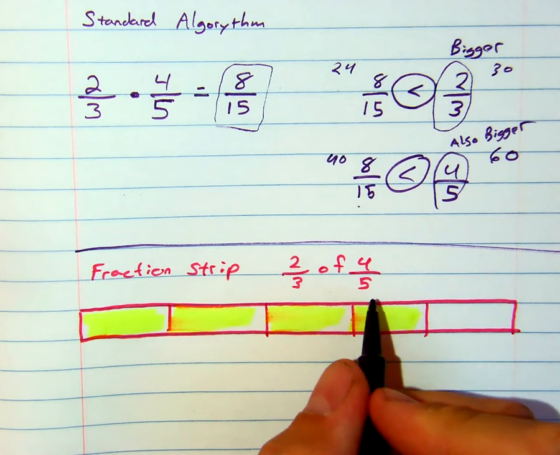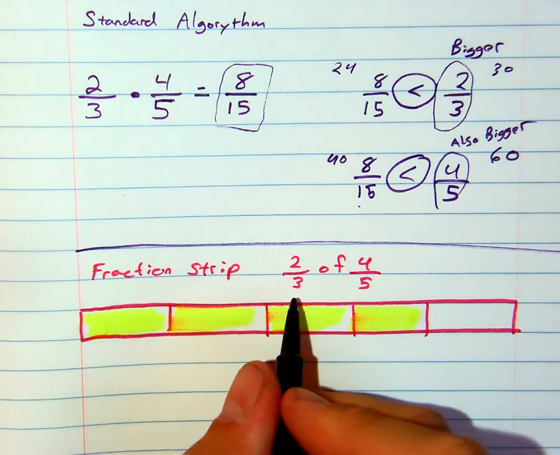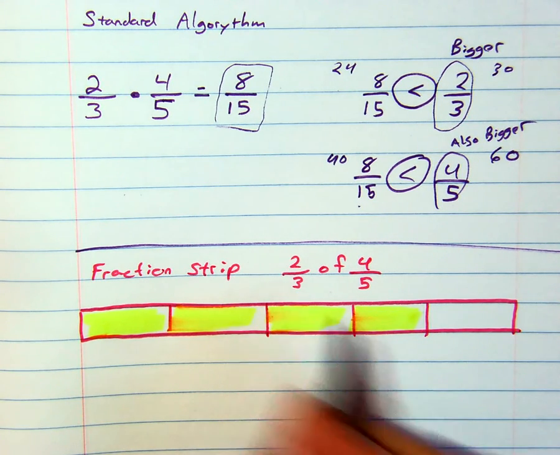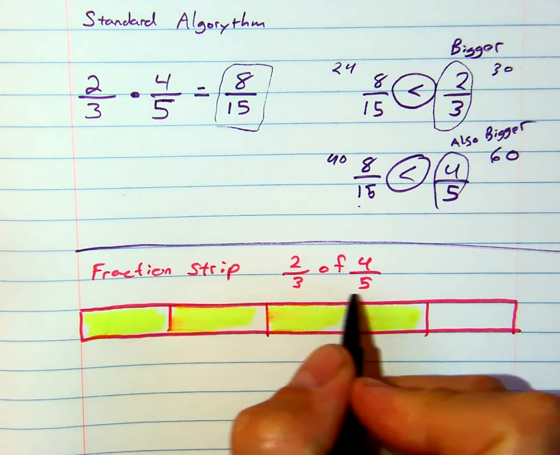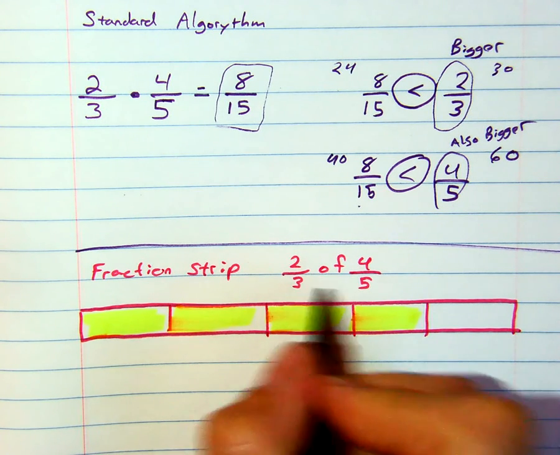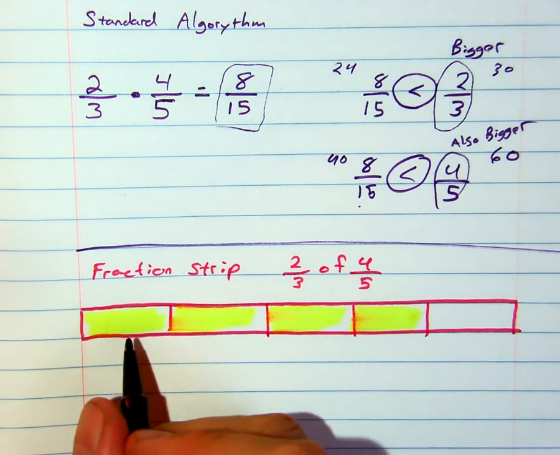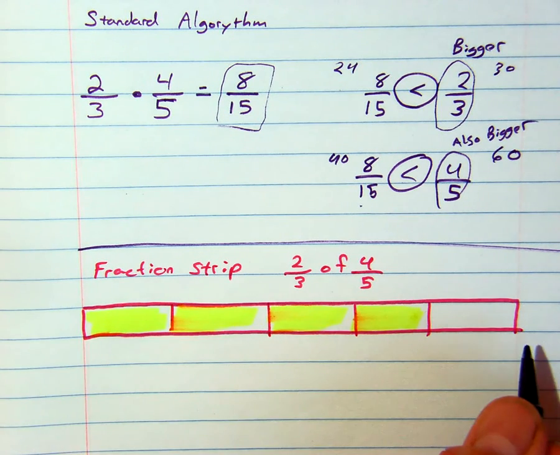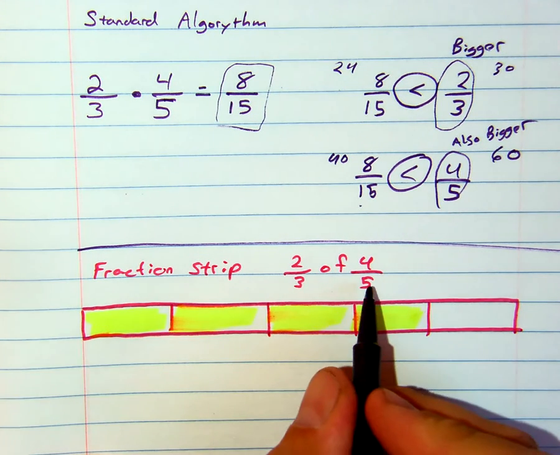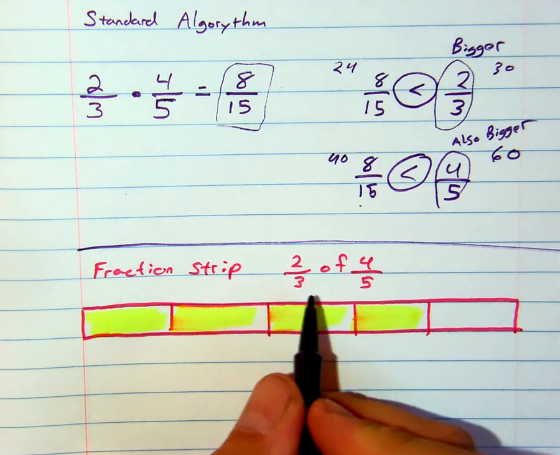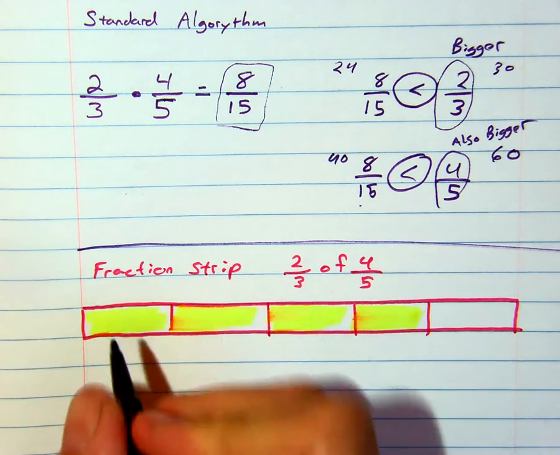So 5 equal parts. Now I'm talking about 2/3. So if I use those two denominators and multiply them together, what is 3 times 5? 15. So now I need to recut this into 15, and this is how I'm going to do it. Each of these fifths that I've created, I'm going to divide it into 3 parts.